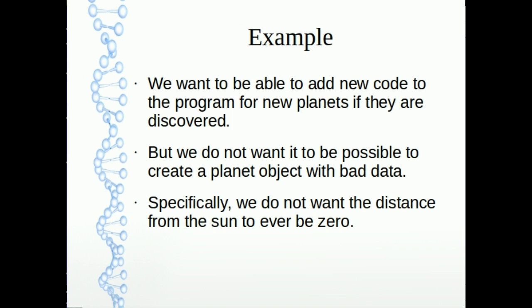We could also set the condition that we do not want the distance from the Sun value to ever be so high that the planet could not be a member of our solar system. But in this example, for the sake of simplicity, we will concern ourselves only with making sure the value of the planet's distance from the Sun property can never be set to 0.